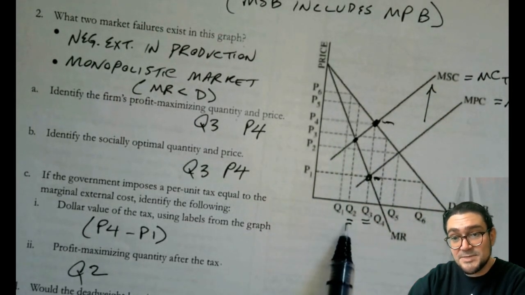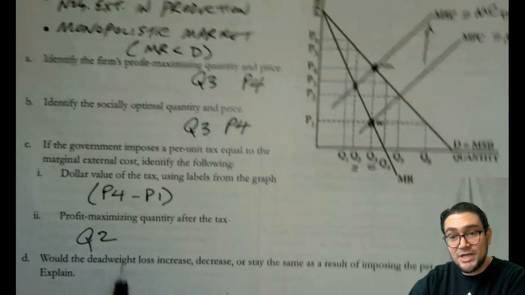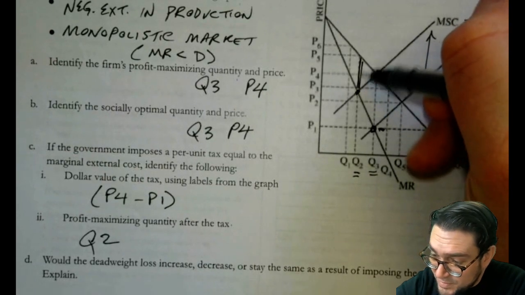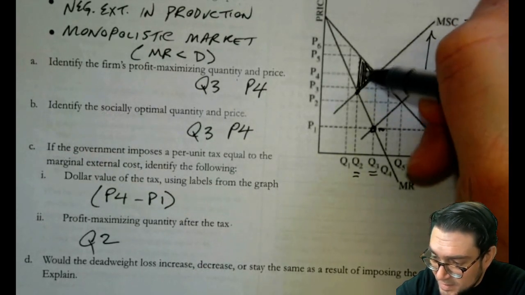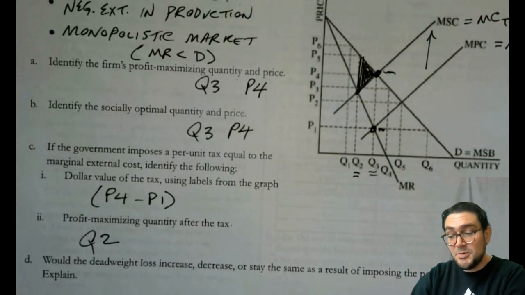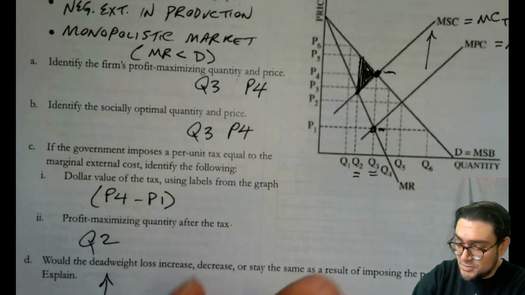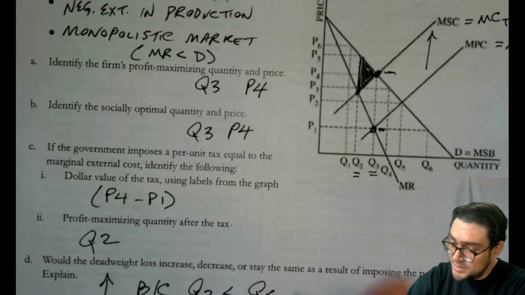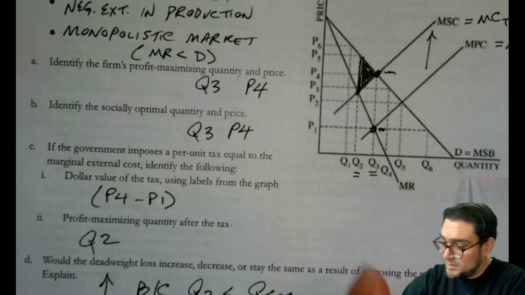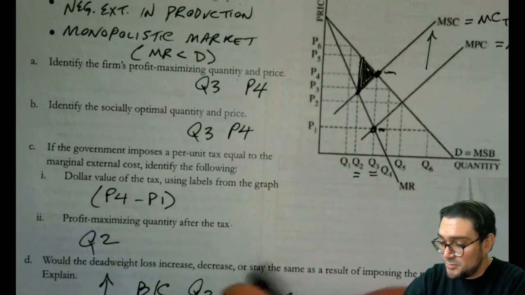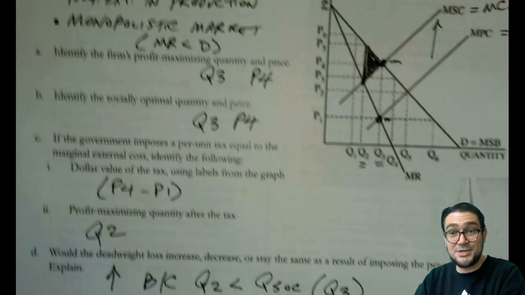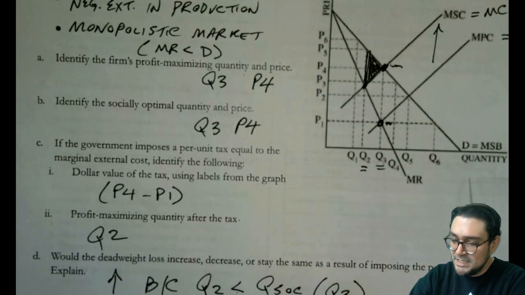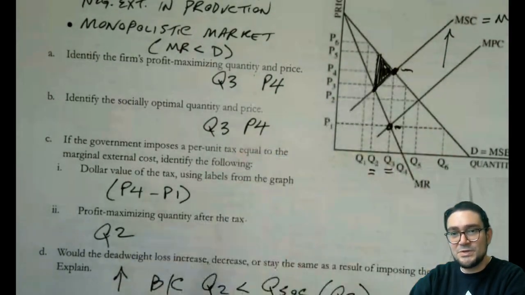And that means that the profit maximizing quantity will be lesser, Q2, and that actually caused the deadweight loss to rise. In fact, if we wanted to even shade it, we could. It would be this area right here. So we actually had no deadweight loss beforehand, but now we do. And so it causes it to increase because Q2 is less than Q socially optimal. It's less than socially optimal, which is Q3, and so there would be more deadweight loss. So you can actually see that the quantity decreases as a result of this. It's just a weird little interesting problem.